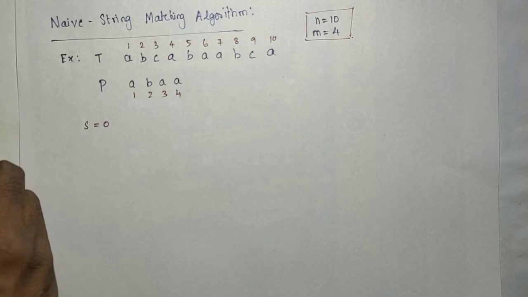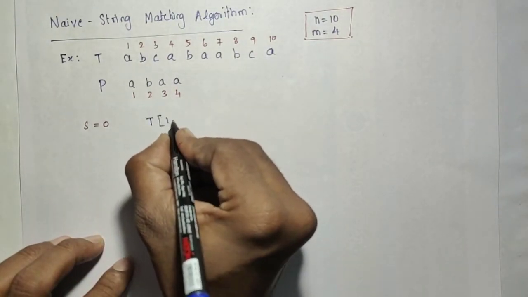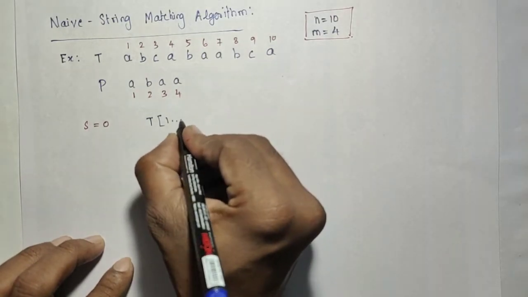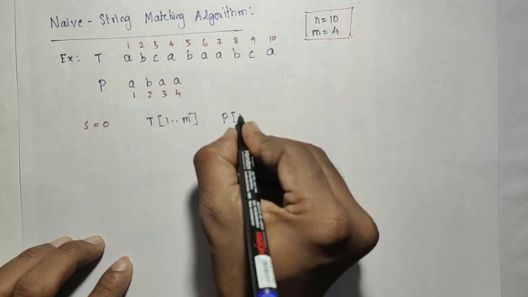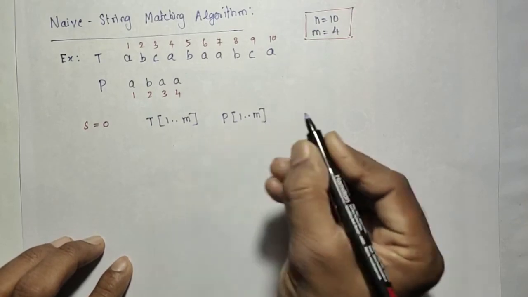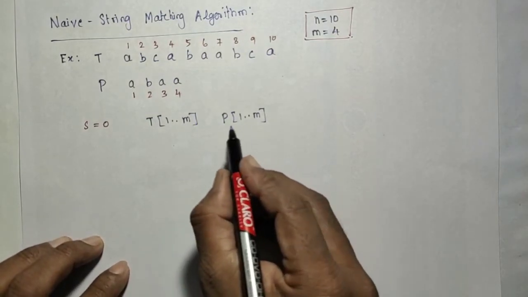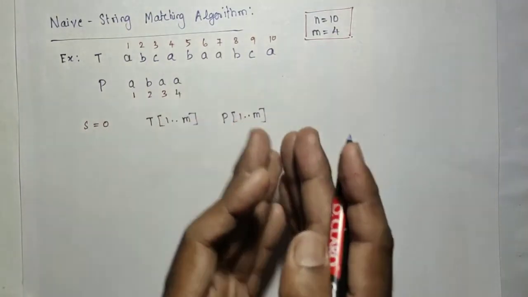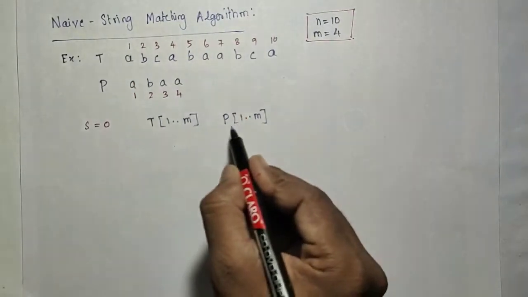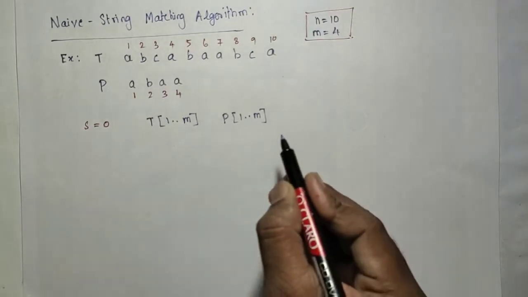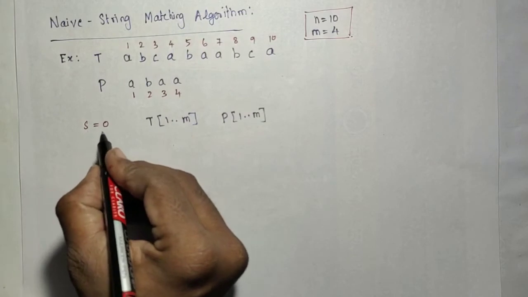That means t of 1 to m, correct? 1 to m is going to be compared with p of 1 to m. The second operand is always the same. The p of 1 to 4, m, is going to be compared with the first iteration 1 to m, the second iteration 2 to m plus 1, the third iteration 3 to m plus 2. Like that we have to increase. So this is the first, 0 on the iteration.